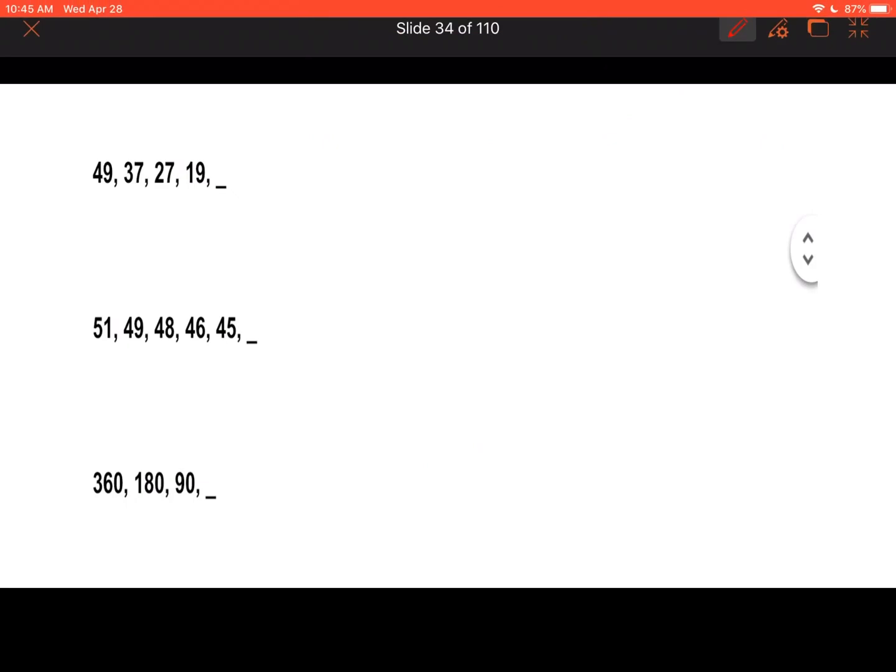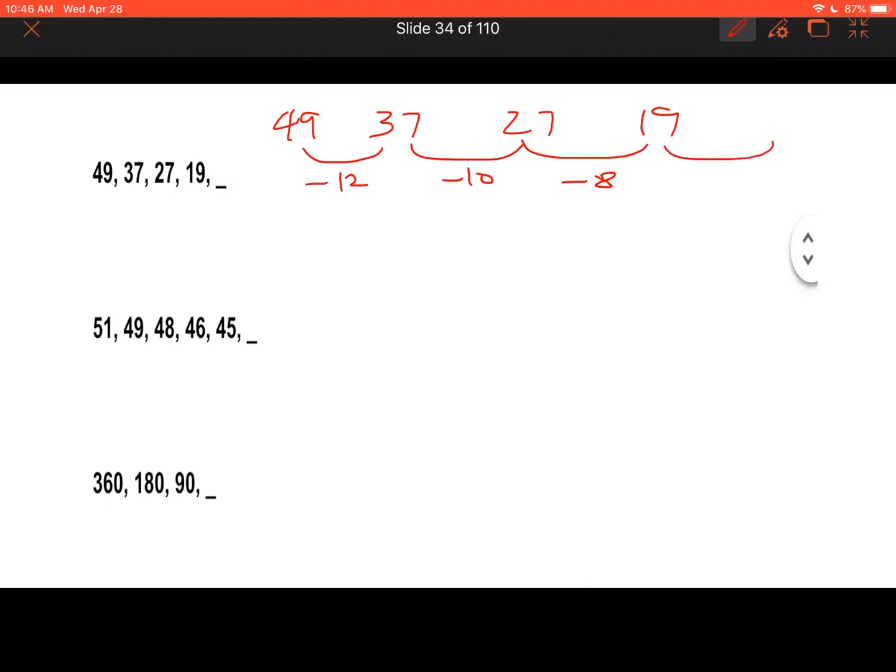49, 37, 27, 19. So 49 to 37 is negative 12, and 37 minus 10 is 27. So I'm expecting an 8. Yes, right. So the next has to be negative 6. The answer is going to be 13.